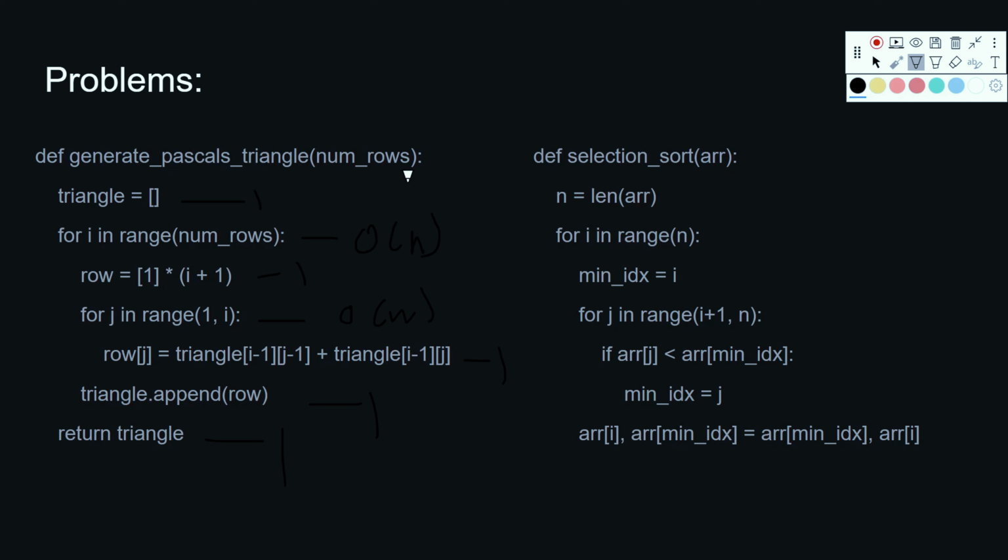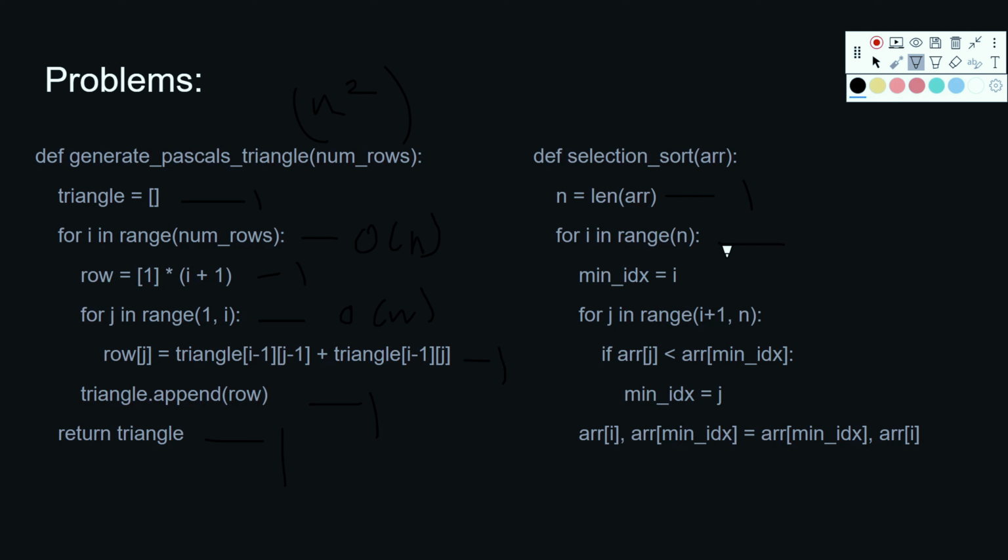So the total time complexity will be nothing but n square, right? Because they are one after another, right? So we can say simply n square. Okay, now we are having this one which is basically a selection sort algorithm. This is going to take 1 unit of time because it is just a simple initialization.